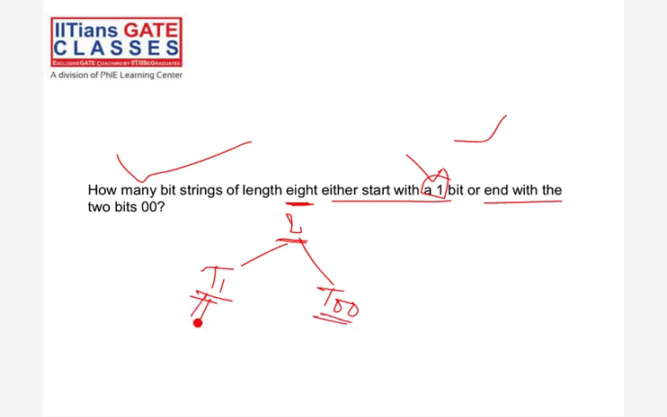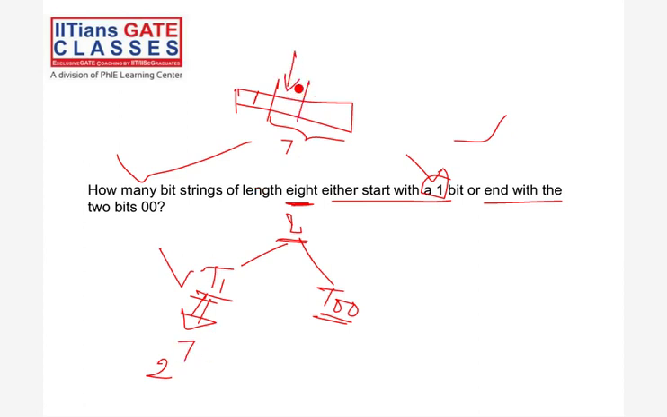Now how many ways are there to complete this task? This task is creating an 8-bit string such that the first bit is 1. You know that the first bit is already 1, so you cannot do anything about the first bit. But for the remaining 7 bits, you can create 2 power 7 ways, right? Because you can put any of the digits in these places. So 2 power 7, we have already seen this.